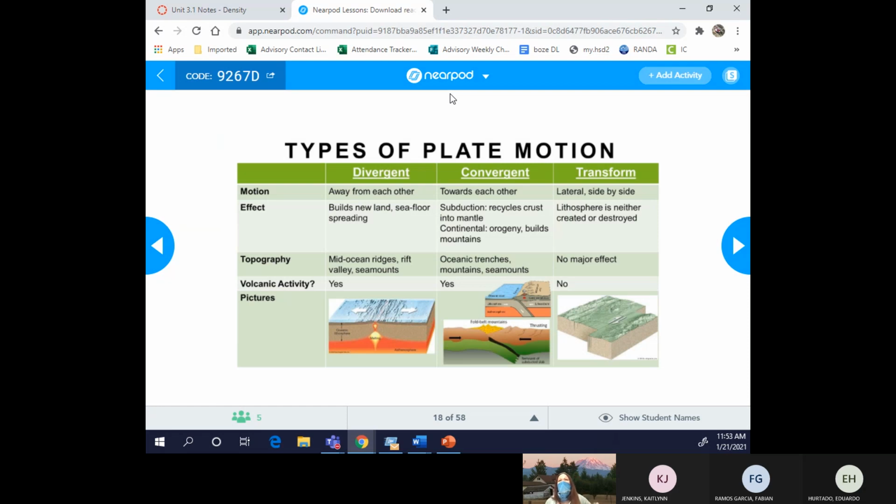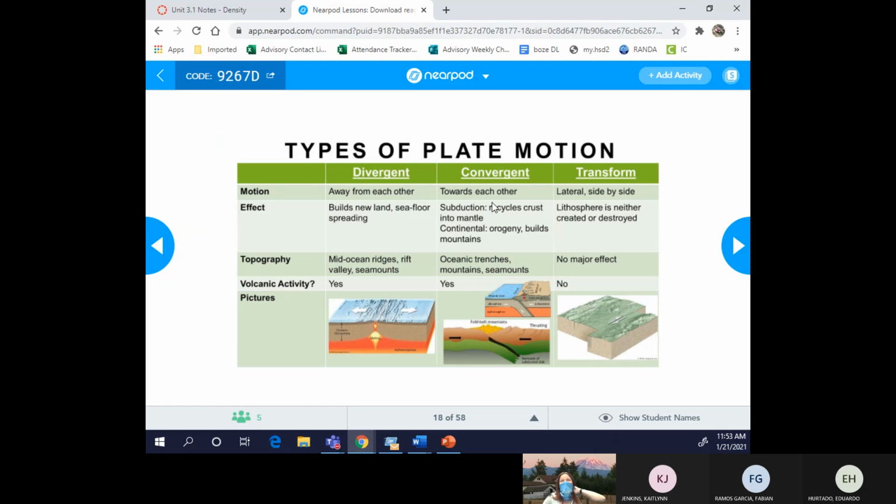The effect it can have on our Earth is that it builds new land. We'll talk a whole lot about seafloor spreading here in a bit. You see mid-ocean ridges, which is a fancy term for underwater mountain range, rift valleys, and seamounts. Seamounts are another fancy term for underwater mountains. Like there's a seamount building off the coast of Hawaii. Pretty soon, once it breaks the ocean surface, it'll be an island.